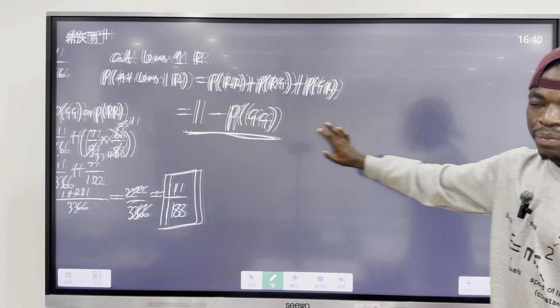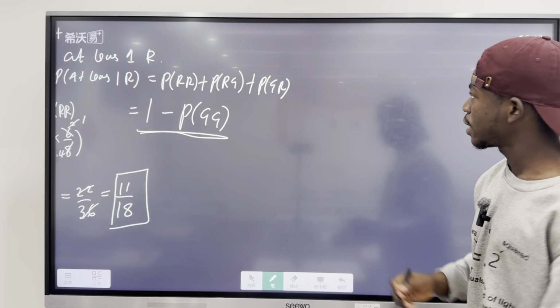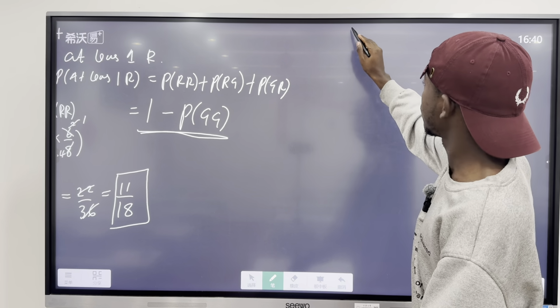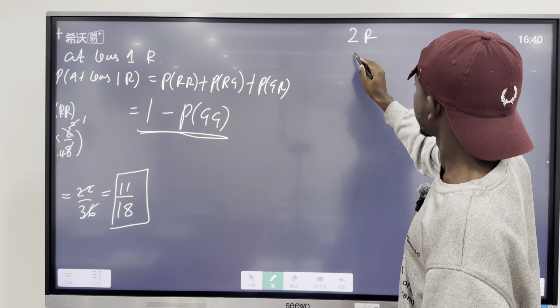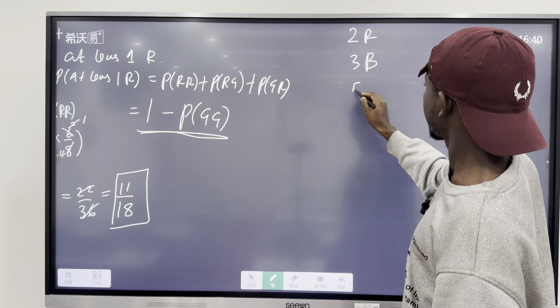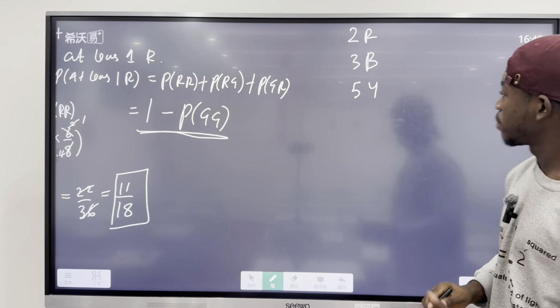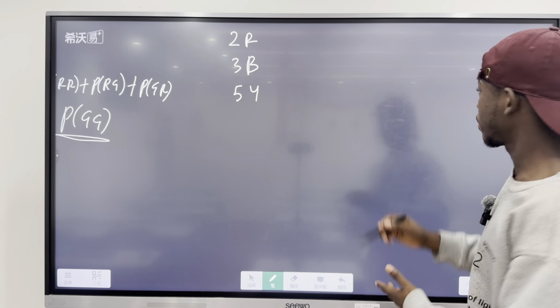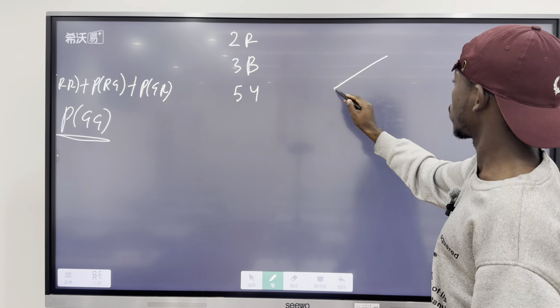By the way, if maybe we had 3 types of things, let's say we had 3 colors, maybe 2 red, 3 blue, 5 yellow, okay? It means you're going to have 3 branches, okay? So we're going to have something that looks like this.